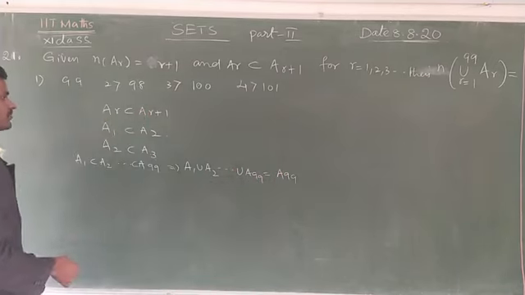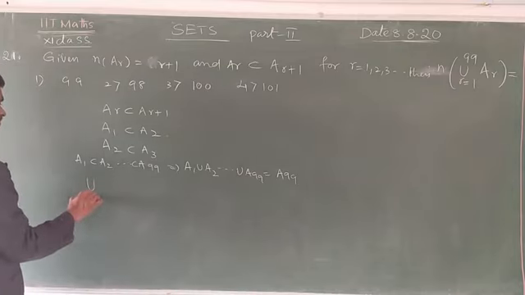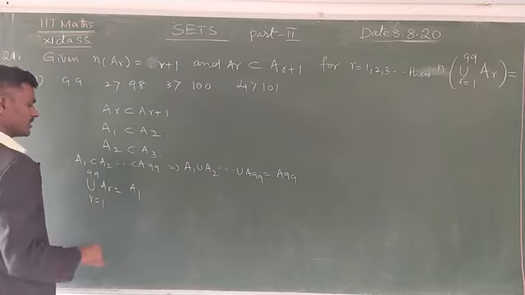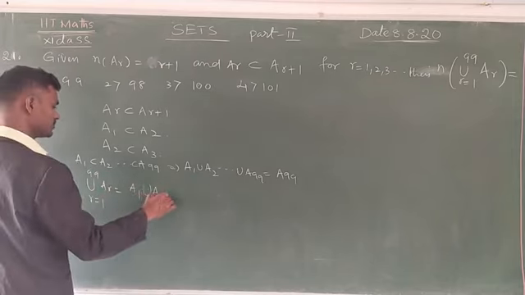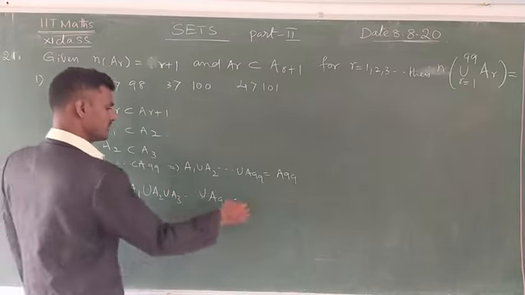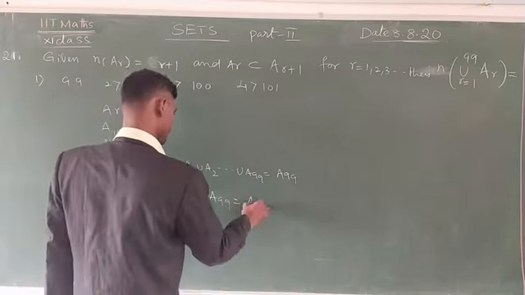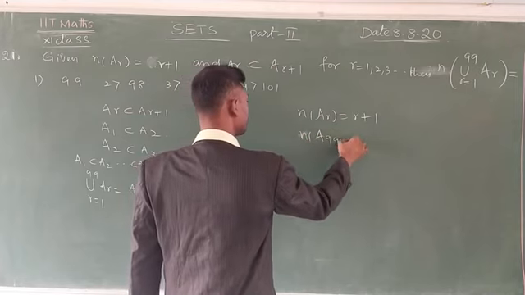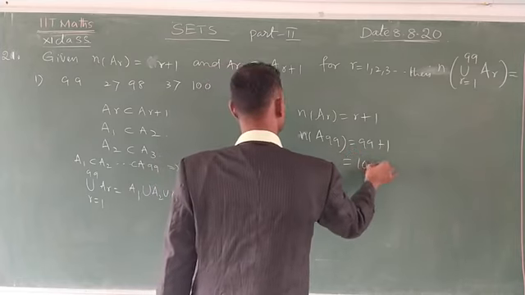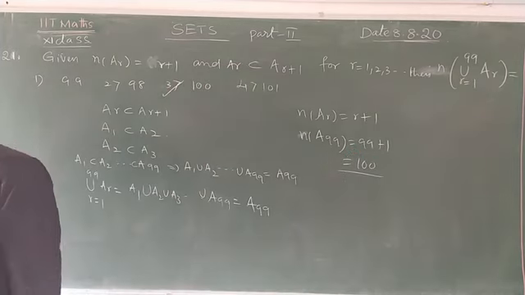Now in the given problem you can see the union of A_r for r equal to 1 to 99 is as given. Now here, A1 union A2 union A3 union and so on up to A99 is equal to A99 only. Okay, now A99 only, then n of A_r is equal to r plus 1 as given. Here n of A99 you can take, r is equal to 99. 99 plus 1 is equal to 100. Third option, note down.